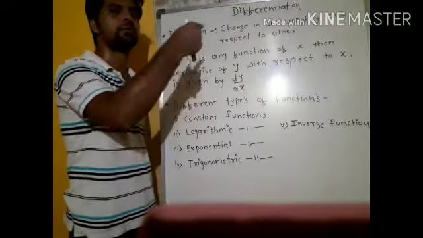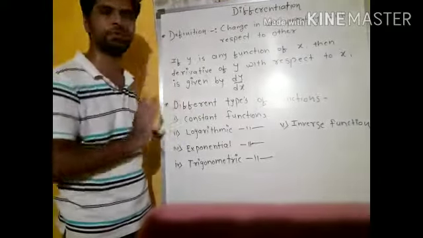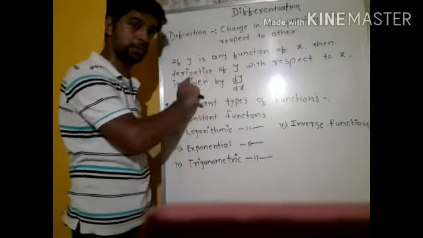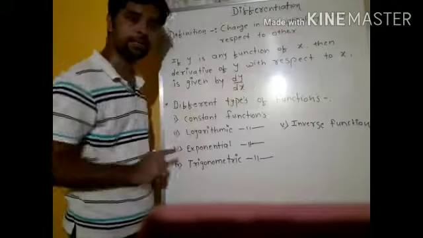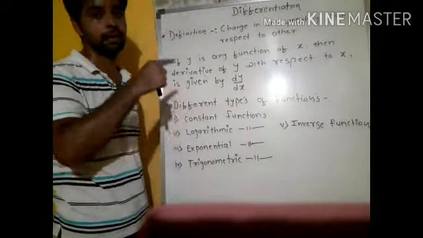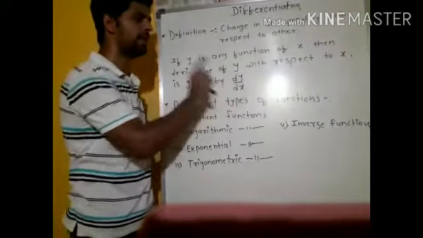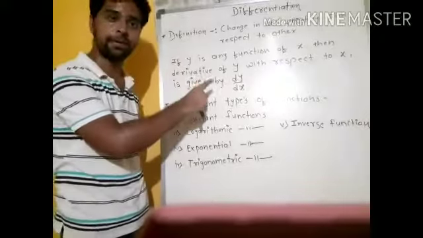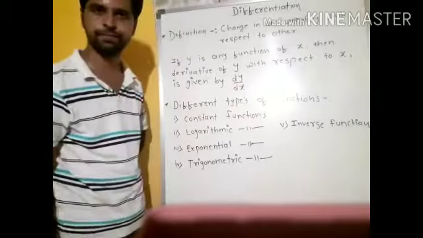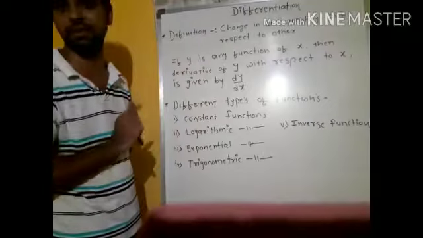Now suppose y is any function of x. You can also say y is equal to sin x, that is, y is a function of x. Then the derivative of y with respect to x is given by dy by dx. Okay, this is the standard form to represent the derivative of y with respect to x.